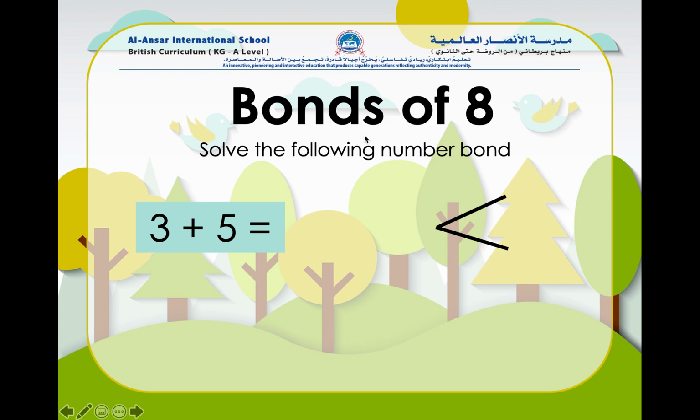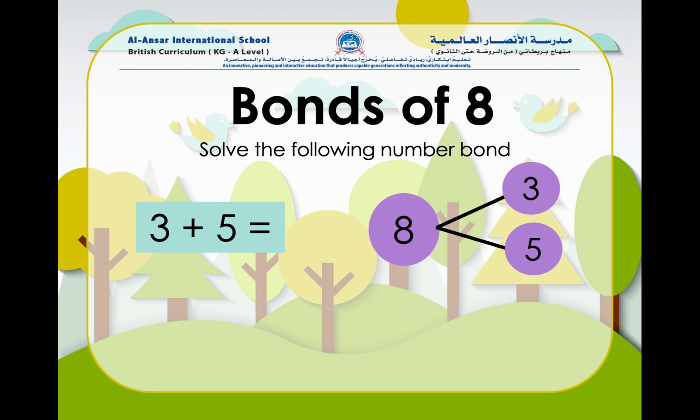Let's solve the following bond. Here we have 3 plus 5. Now, if we put it in a bond, we can say 3 plus 5 equals to what? Remember, to solve this, we can also put the big number in our head and the small number on our fingers. Here, the big number is 5. So 5 plus 3 equals to 6, 7, 8. So now we know that 3 plus 5, or 3 and 5, make the number 8.